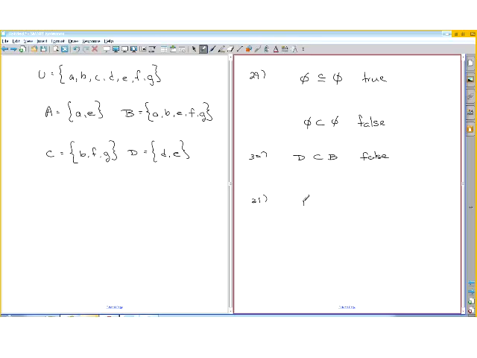31. D is not a subset of B. Let's ask the question, is D a subset of B? Well, we just answered that. That's false. Actually, both of these are false. It's not a proper subset, and it's not just a regular subset. So this would be true. If this is false, then that has to be true.